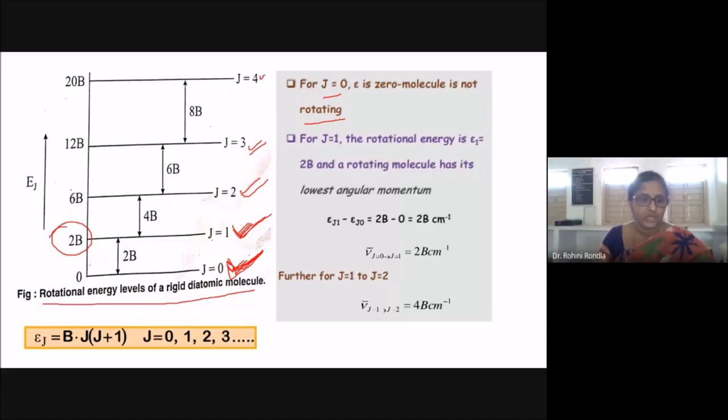It is 2b. Okay, say 2b joules. For example, 2b joules amount of energy. If a molecule is to be promoted from the first level to the second level, it requires 6b. 6b minus 2b, it requires 4b. The difference is 4b. J is equal to 0, 1, 2, 3. These are rotational energy levels. Okay, and every energy level is quantized.